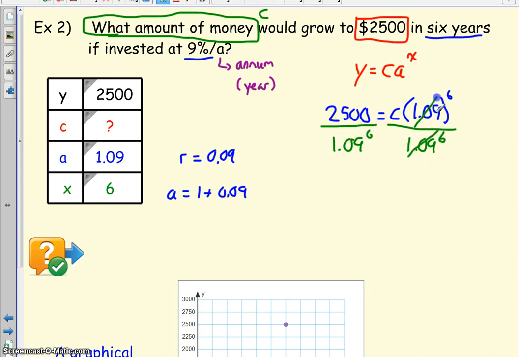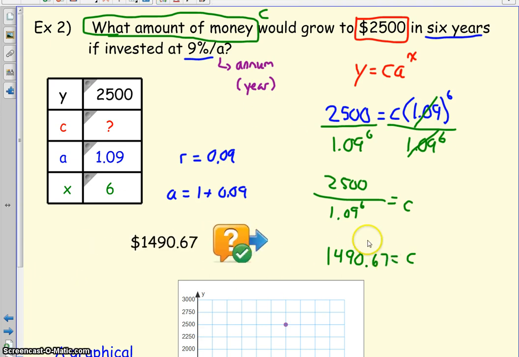Okay, so those are going to cancel. You're going to be left with c is equal to $2,500 divided by 1.09 to the 6. And then once you get down to here, now run everything through your calculator. You won't lose any accuracy that way. Okay, so you should get $1,490, and since it's money, we'll keep 2 decimal places, so 0.67. Okay, and again, you have to be very careful with your rounding, so I would suggest waiting until the very end to run things through your calculator.